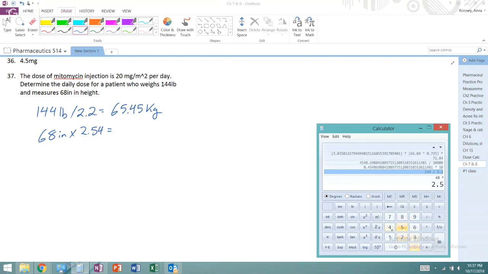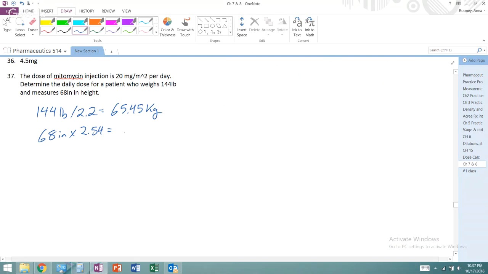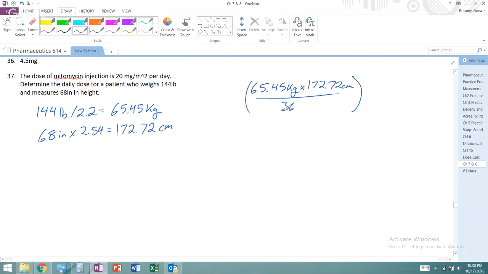Because now we're going to start getting into more complicated units, and you're going to start going cross-eyed if you don't remember to put on your units. Okay. So now we've got to find their BSA, because we have to find it in meters squared. So take 65.45 kilograms, multiply that by 172.72 centimeters over 3,600.